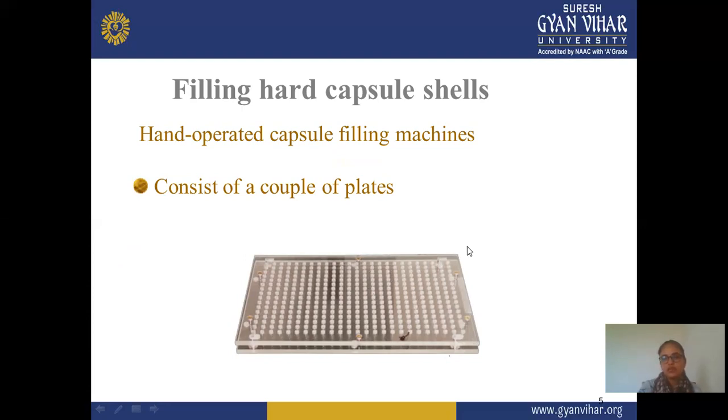And with the help of this plate or this machine, you easily fill your capsule. It consists of a couple of plates, a number of different plates, and this is the shell where you put your capsule in the strip and fill your capsule according to different methods or the hand operated method, and then you close it with the help of a cap. This is the simple method.